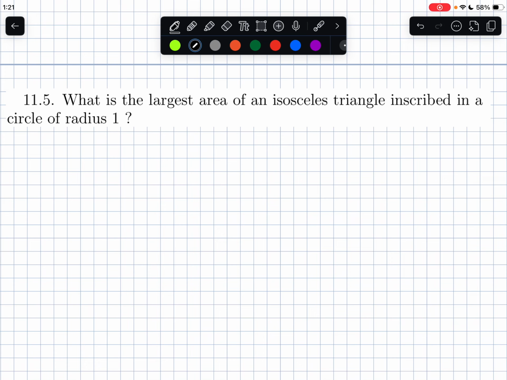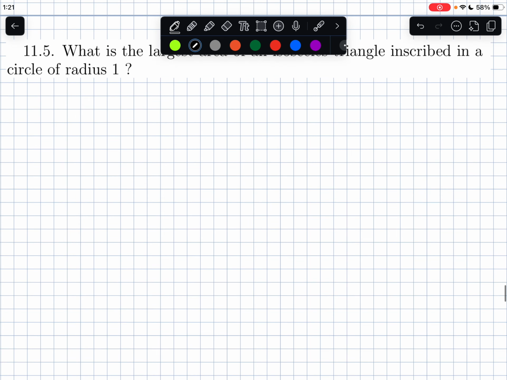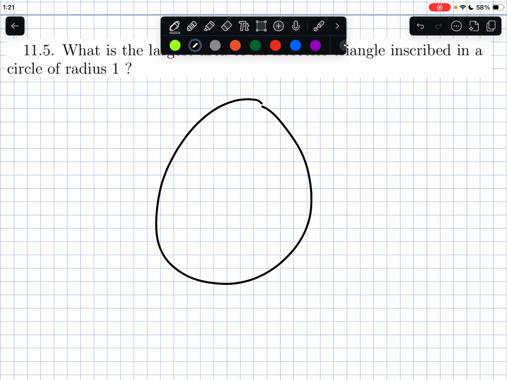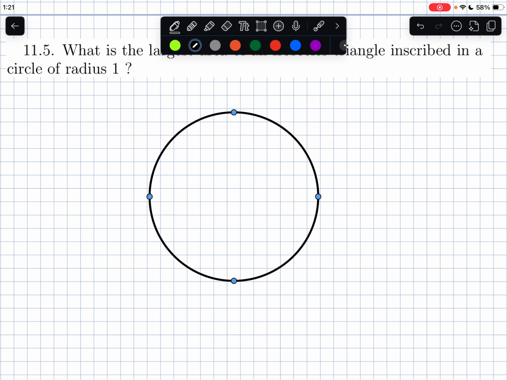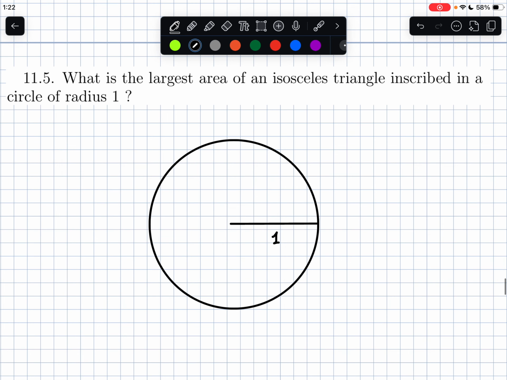Largest area of an isosceles triangle inscribed in a circle of radius 1. We have a circle of radius 1. Radius 1 here. Now we have a triangle inside that. This is an isosceles triangle.